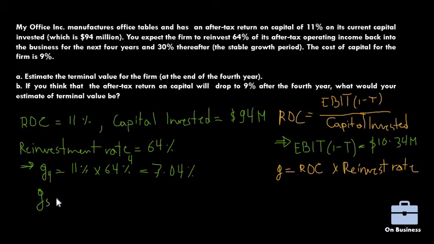using the same formula. My return on capital, I assume, is going to remain at 11%, and my reinvestment rate is going to be 30%. So my stable growth rate is going to be 3.3%, and I have that the cost of capital is 9%, so I'm going to put here RC equals 9%.